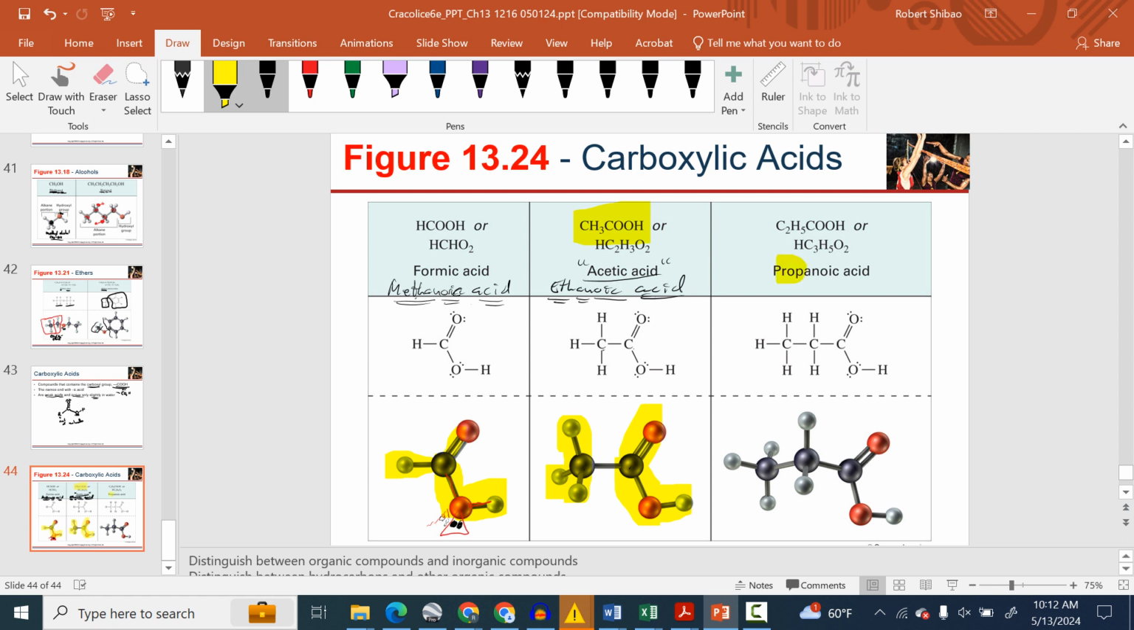Propanoic acid, we'll stick an ethyl group. If we stick an ethyl group here, which is two carbons, then we have a 3-carbon chain altogether. So if we have 3 carbons, we call it prop. Prop, 1, 2, 3 carbons total. That would be propanoic acid. And then we have butanoic acid, etc.